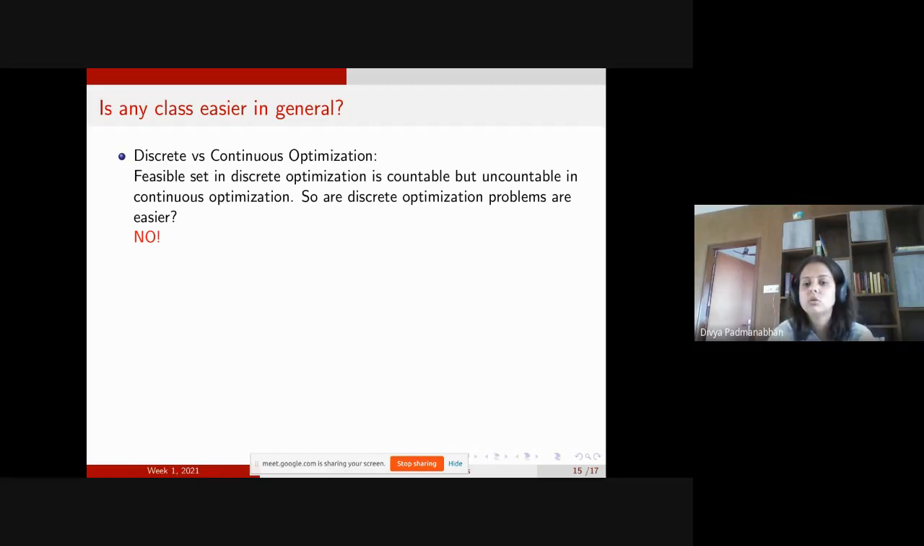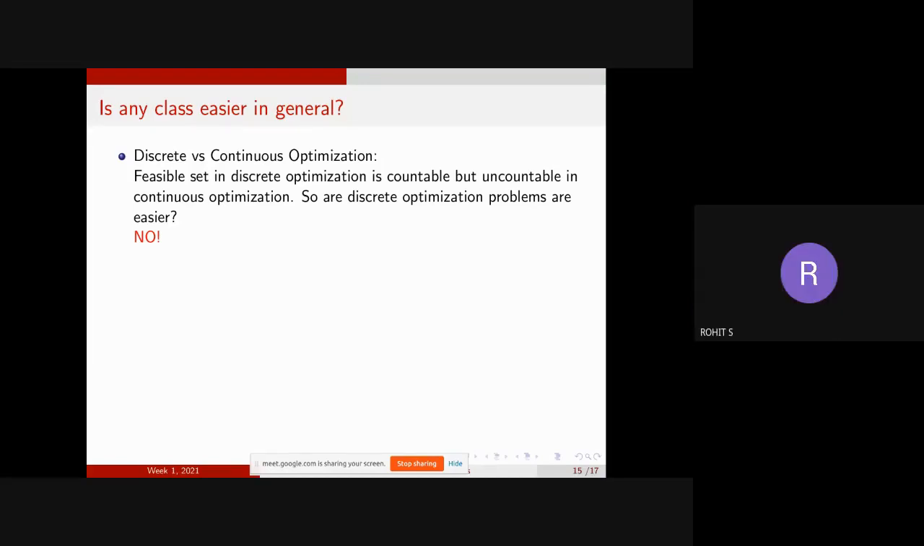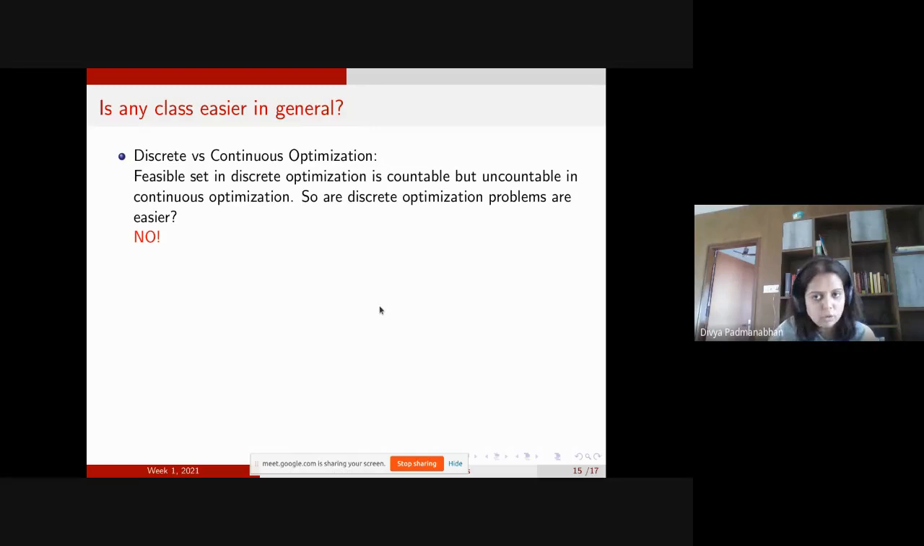Okay, are you guys familiar with countable and uncountable sets? Yes, ma'am. Okay, is anybody who is not familiar with it?